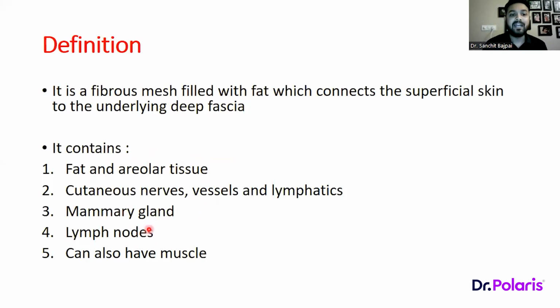Now comes an important gland. Now, this is a very important question for you. Name a gland inside the human body which is basically present in the superficial fascia. This gland, the mammary gland. Mammary gland is a modified sweat gland. This is the term that they have asked you in a question. Name a gland which is a modified sweat gland. What is that? Mammary gland.